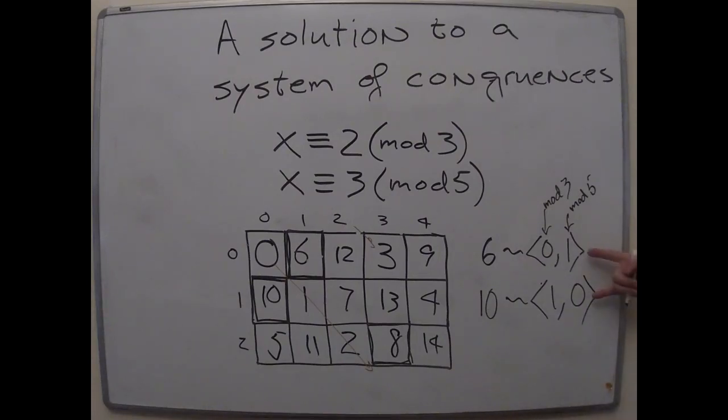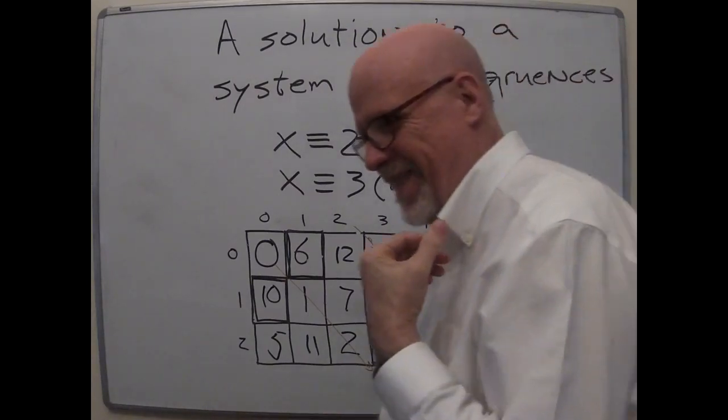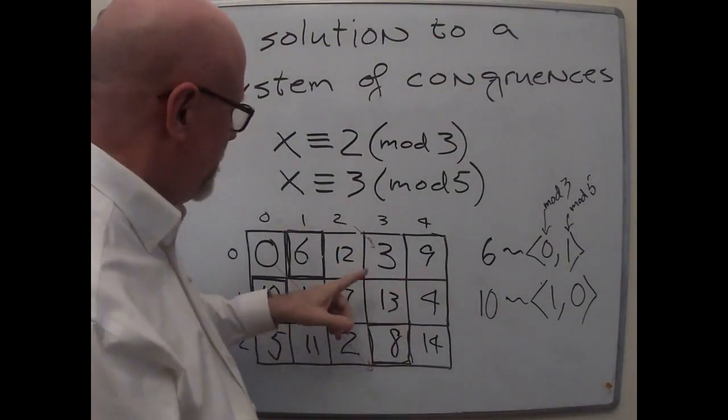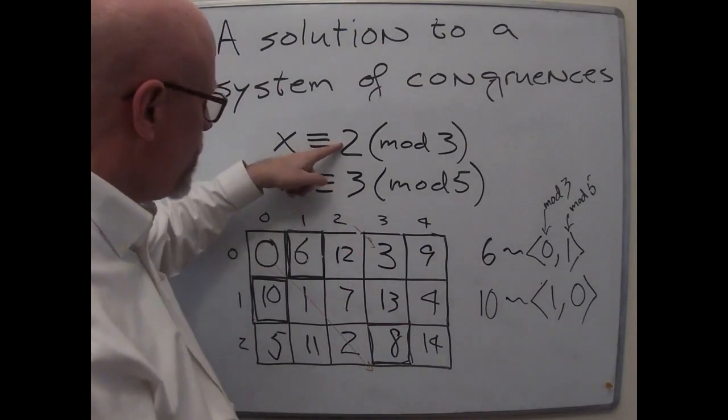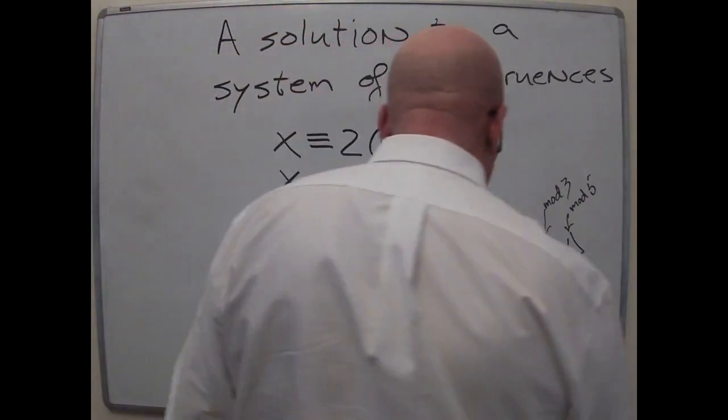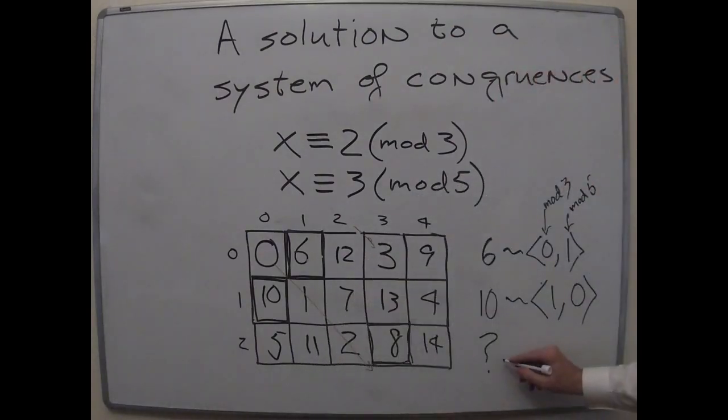Why pick on those things? Because what was the original question? 2 mod 3 and 3 mod 5. The unknown thing that I'm seeking corresponds to the vector, which was it again? 2, comma 3. Now tell me, if most of you have had some experience with vectors, what multiples of these two things would give you that thing?